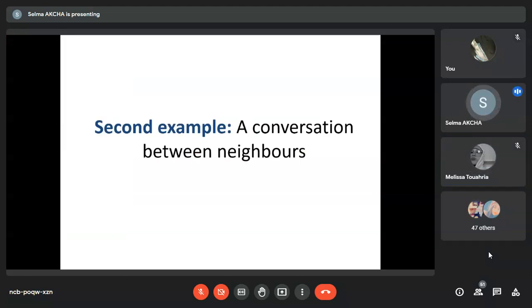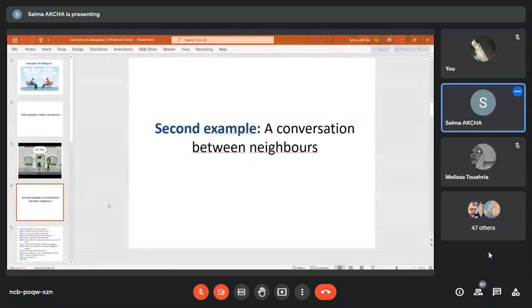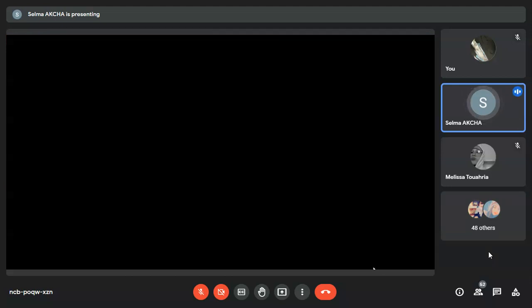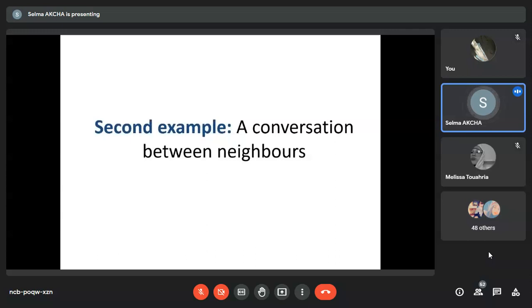David and Sarah are neighbors. They know each other because they are neighbors. They are not friends. They are just neighbors, but they are both young. And here is the conversation that they have.